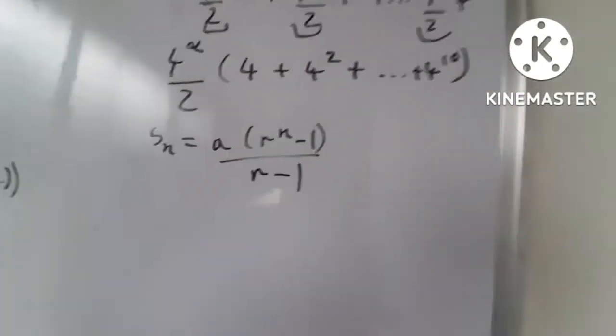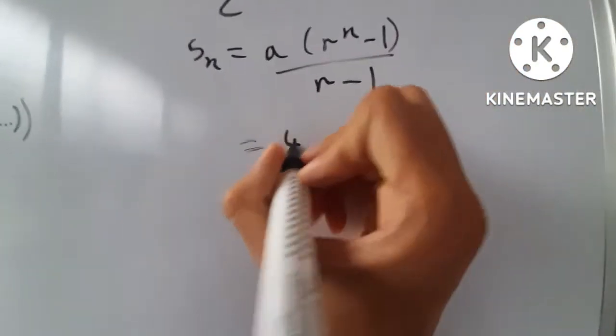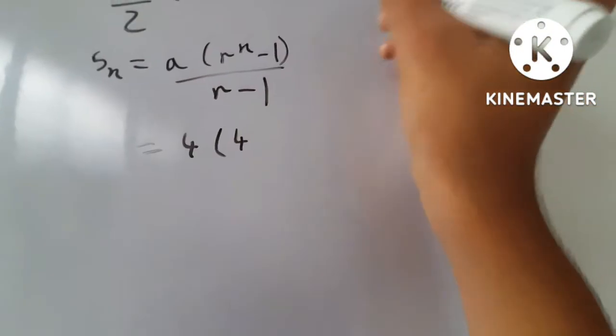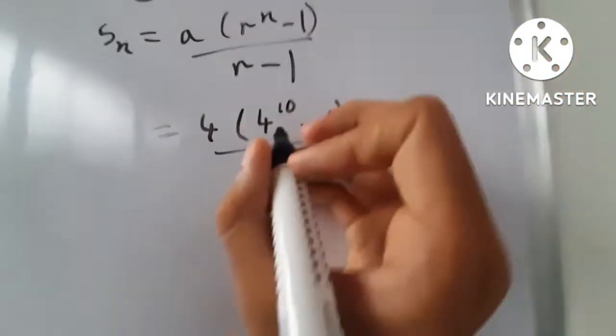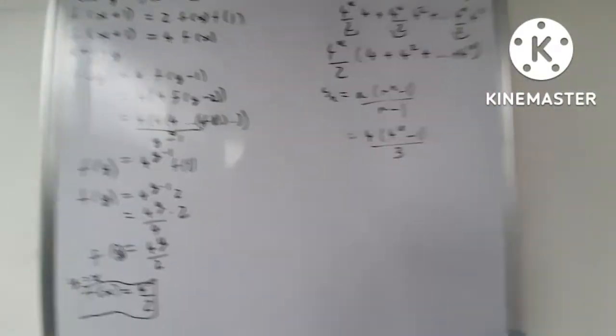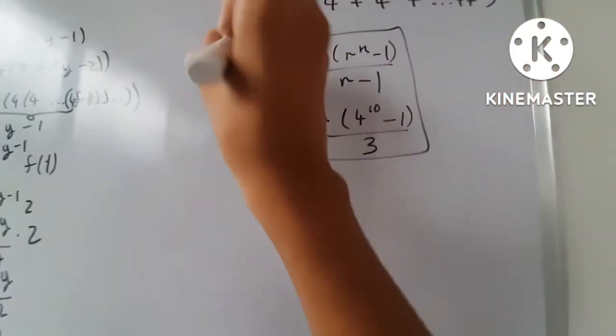Okay, anyways, so now for this one we have a is equal to 4, r is equal to 4, again 4, and we have a total of 10 terms: 4 to the 10 minus 1 upon 4 minus 1, I'm just going to write that's 3. So if I don't slur my words again and again, we get the following. This is like a side note.